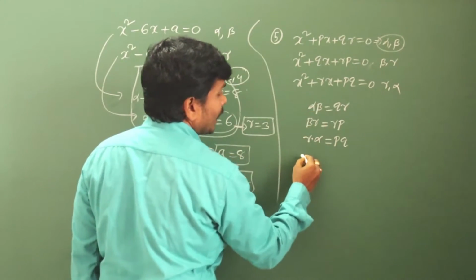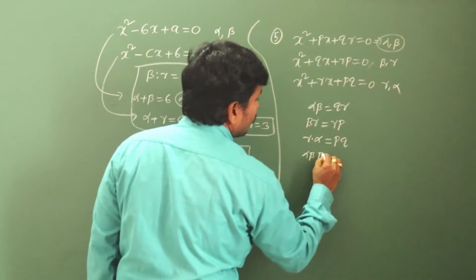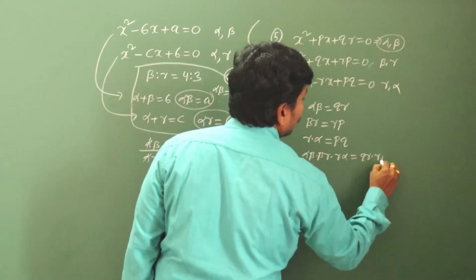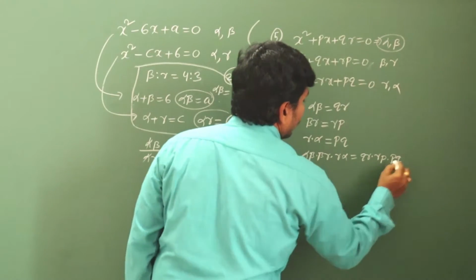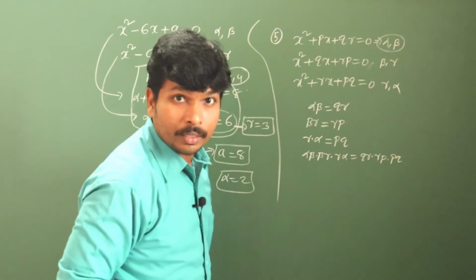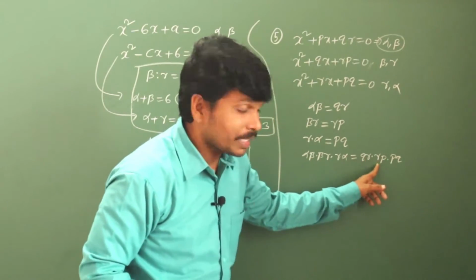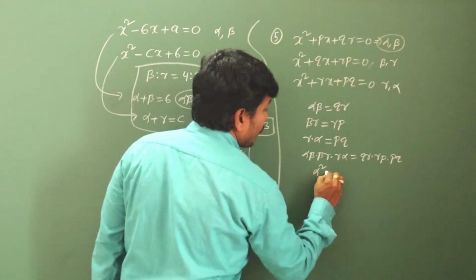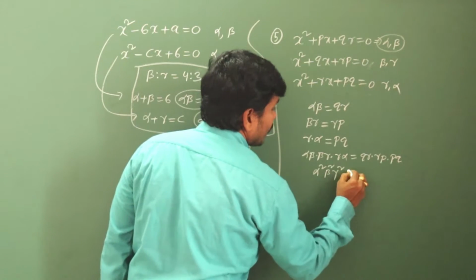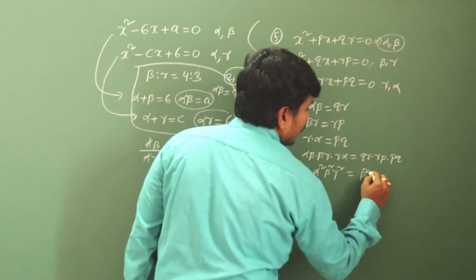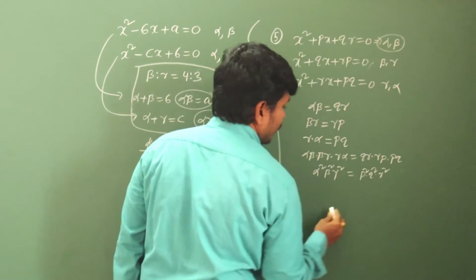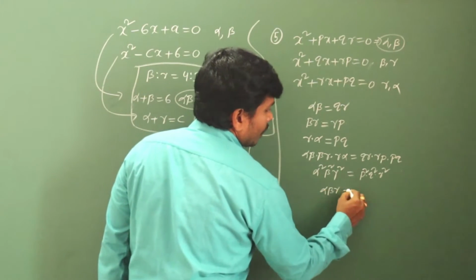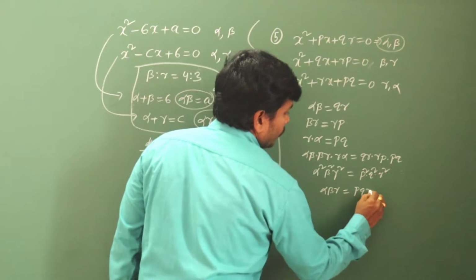Now these three you multiply. Alpha beta into beta gamma into gamma alpha equals QR into RP into PQ. The R's get cancelled on both sides, so you get alpha square, beta square, gamma square equal to P square Q square R square. Taking the square root on both sides, the product of the roots alpha beta gamma equals PQR.